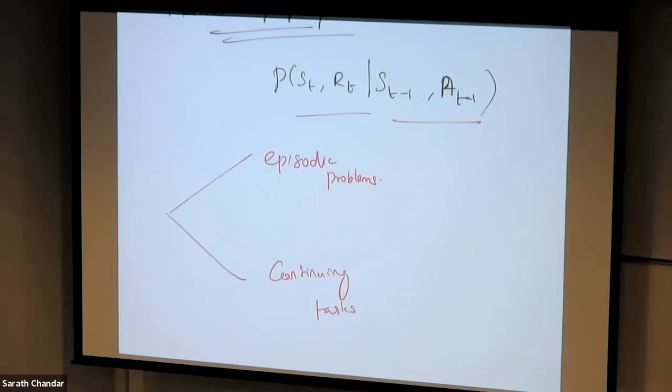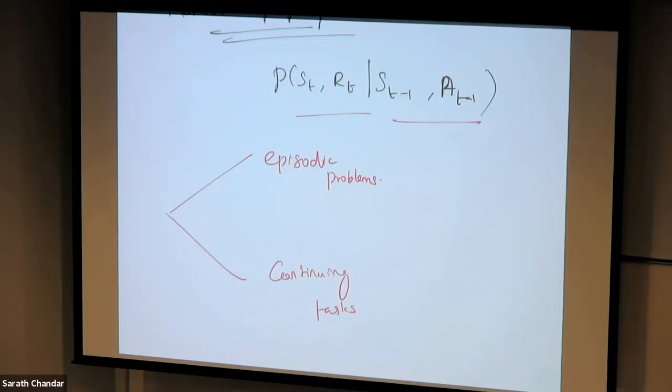In continuing tasks, the interaction never ends. It is like a continual problem. Okay, can someone give me an example for a continual problem? Yeah. The stock. Investing in stock. Okay, investing in stock. You don't want to stop, right? So you always want to improve.